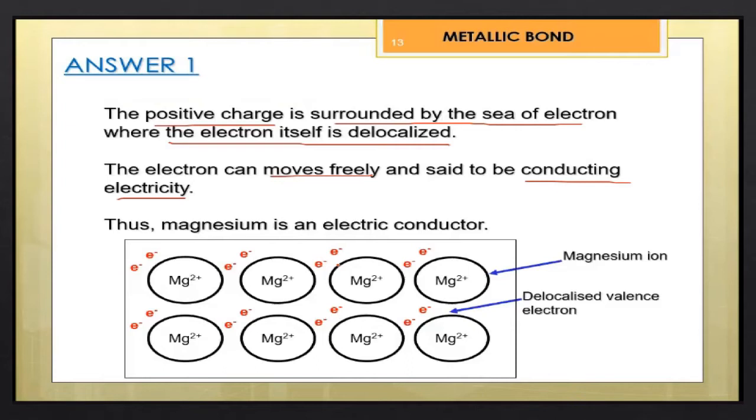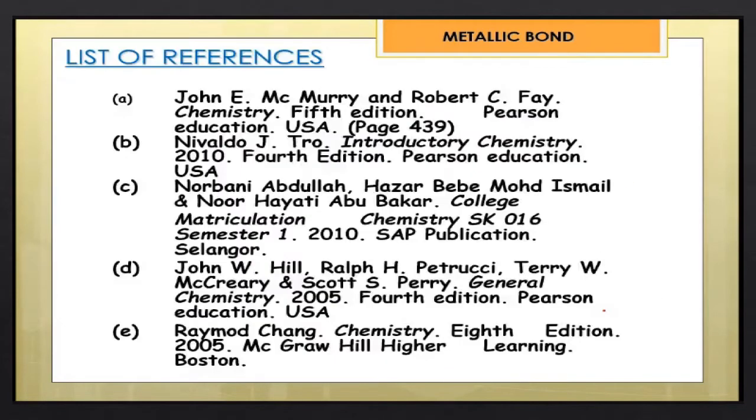And then next, you have to explain by using the electron sea model. Just now the electron sea model was a general view. This one is a specific view. 1 magnesium 2+ with 2 positive charges. Why 2 positive? Because it releases 2 electrons. If you notice, for this electron sea model, there are 8 magnesium ions. That's why there are 16 electrons in total, because 8 times 2 equals 16. You must label the magnesium ion, and you must label the delocalized valence electrons. Okay, finish.